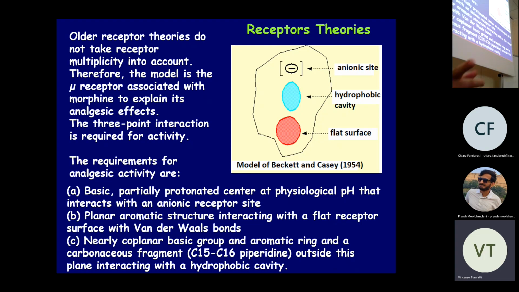This model that you see in the picture was developed by Beckett and Casy in '54, and it is called the three-point interaction model.